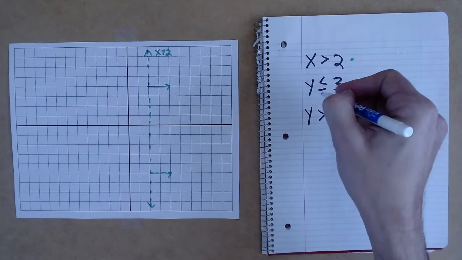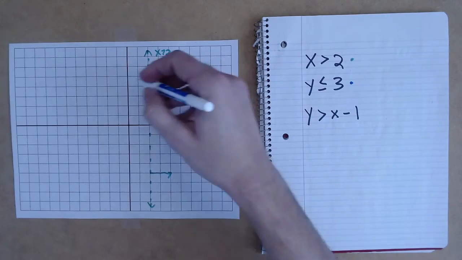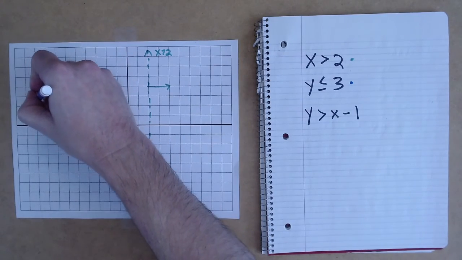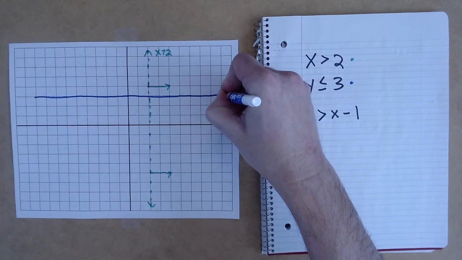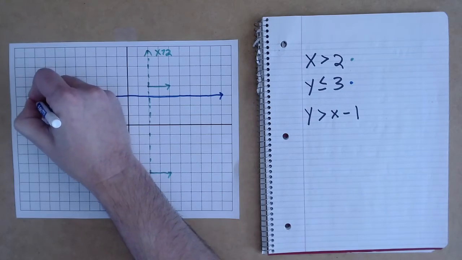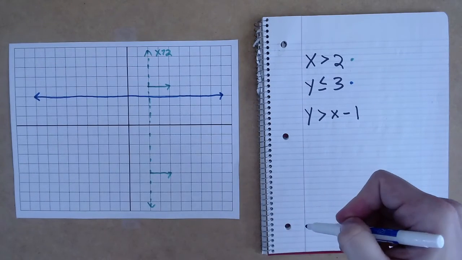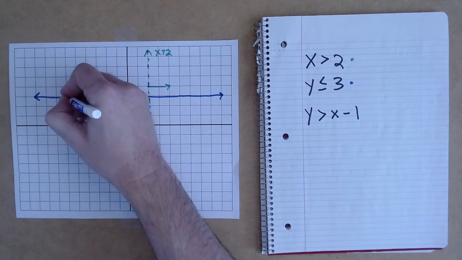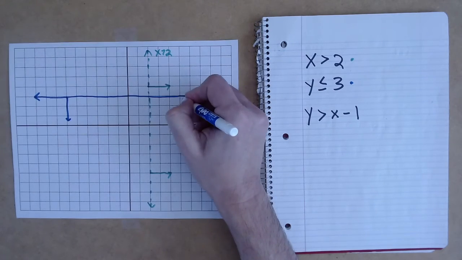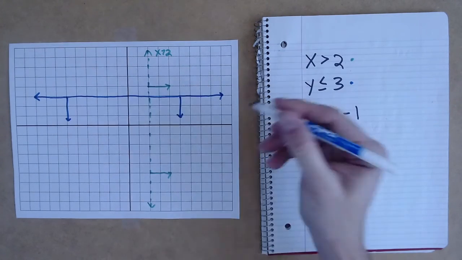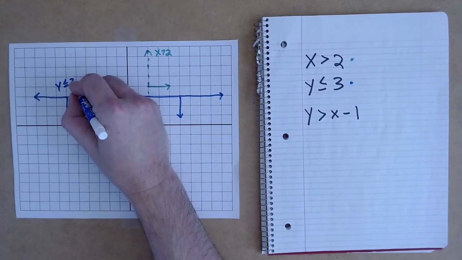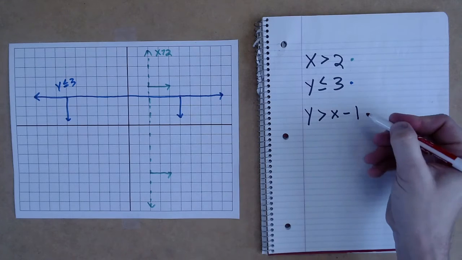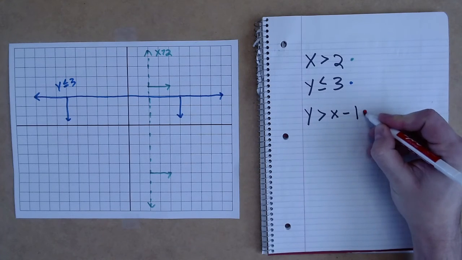So because we have an equal sign, this will be a solid boundary line. So it's going to be this entire line, solid, right? And arrows showing that it goes on forever. And it's less than 3, so it's going to be in the negative direction. So we can put little arrows on it like this. So this would be y is less than or equal to 3. Now this last one looks a little more complicated. We'll do it in red.